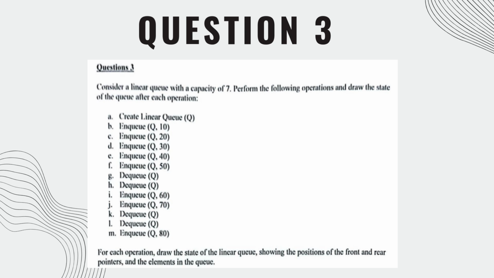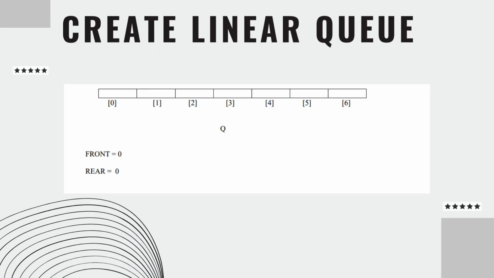Okay, so let's go to the question number 3. So question number 3 shows, consider a linear queue with capacity of 7. Perform the following operation and draw the state of the queue after each operation. So first is create linear queue. So if we need to create a linear queue, it must be a blank queue, linear queue. So there's no value inserted, so the front and rear would remain 0.